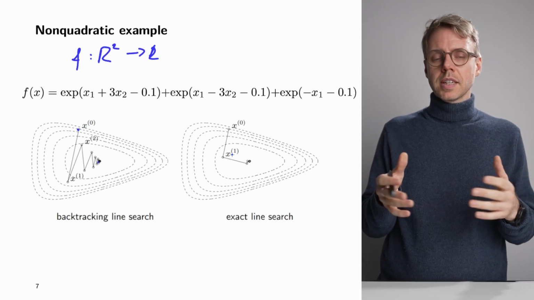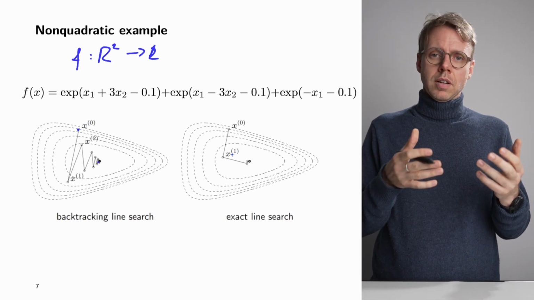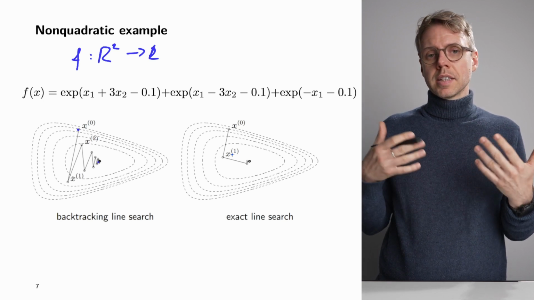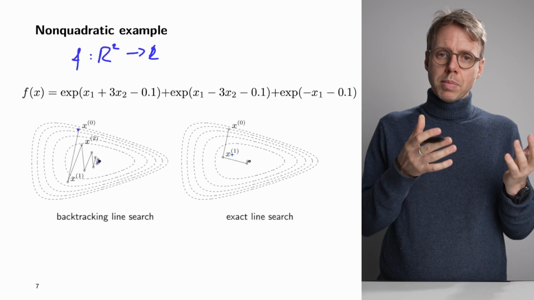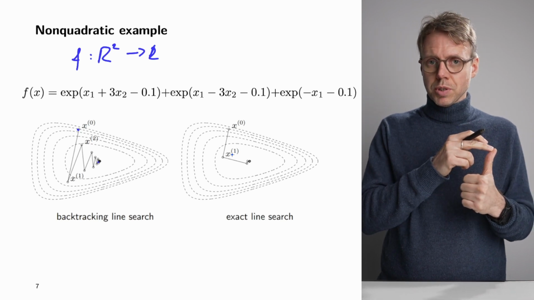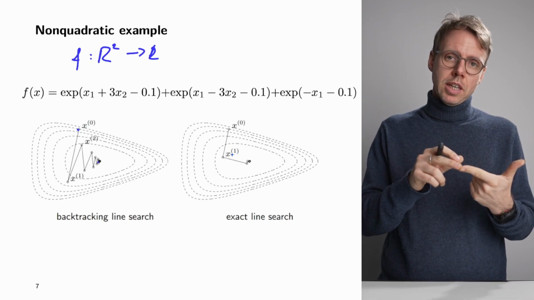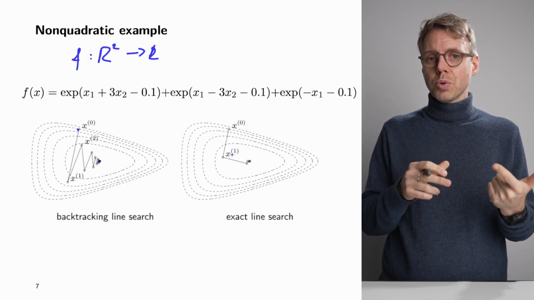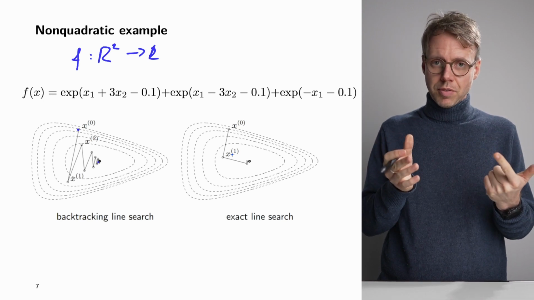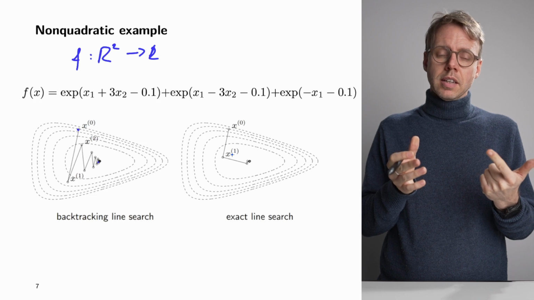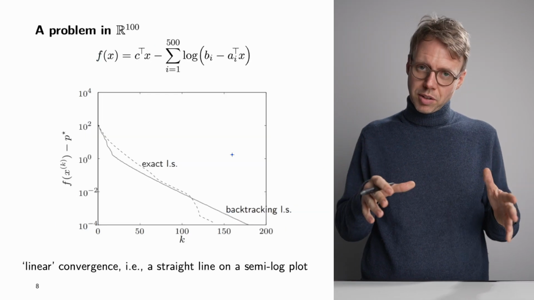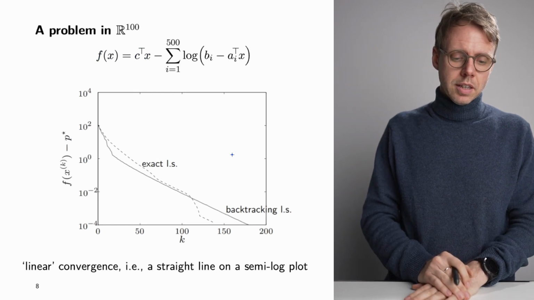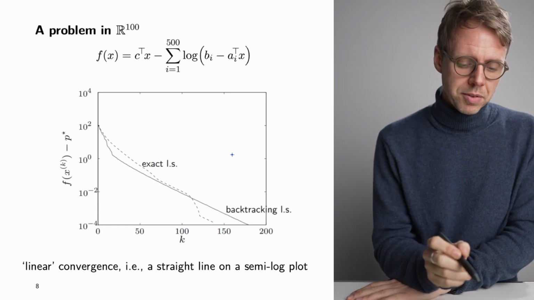So as we have seen in these examples, while gradient descent is an extremely simple method and easy to implement, depending on the line search that you're using, and especially on the contours of the level sets of our function, it can get very slow. Let's look at a third example in R^100.